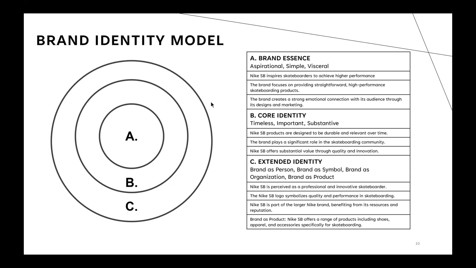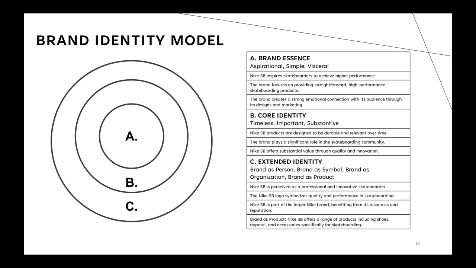So, the brand identity model. At our core, Nike SB, we try to inspire skateboarders to have that higher performance. We really do provide the highest performing skateboarding products on the market. At our core identity, we're really just designed to be durable, relevant, authentic, exactly what a skateboarder would be looking for in a shoe.